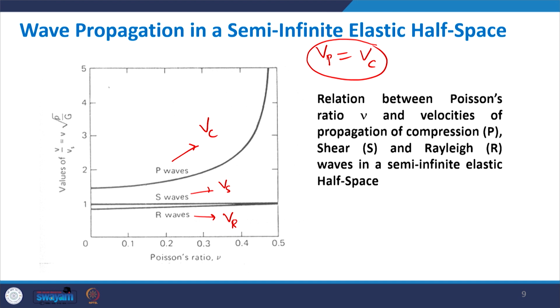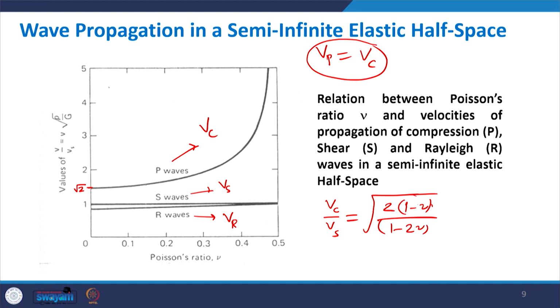The ratio of VC to VS, which we already discussed, is nothing but the square root of 2 times (1 minus nu) divided by (1 minus 2 nu). So, this is the ratio. If I put nu equal to 0, what will I get? This value is nothing but root 2.